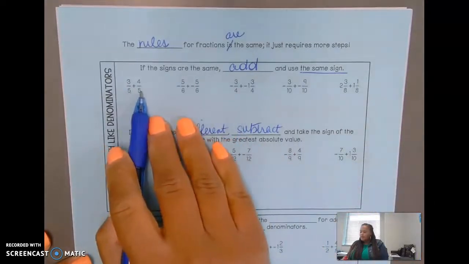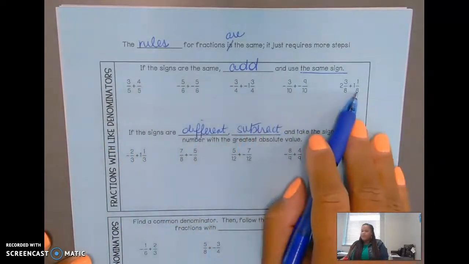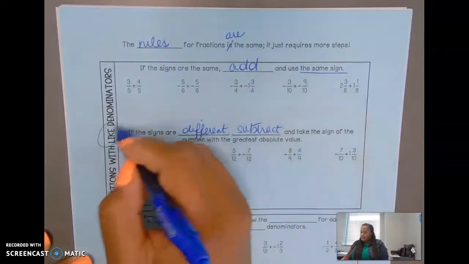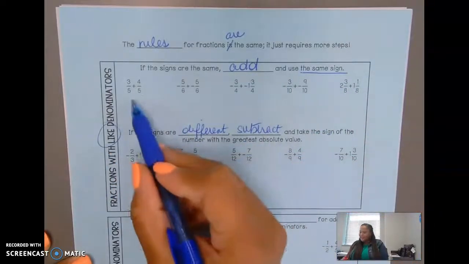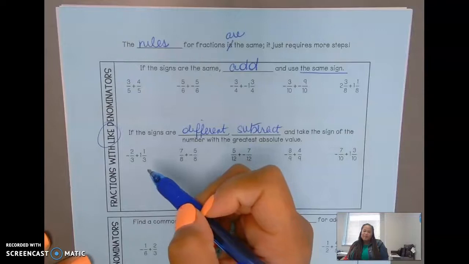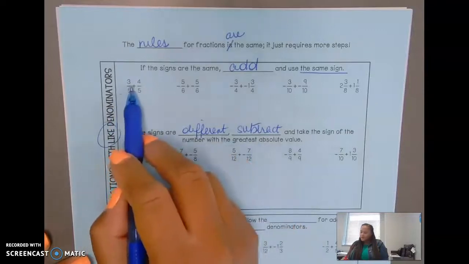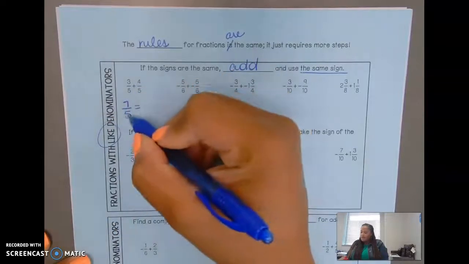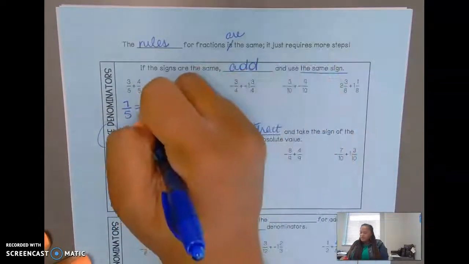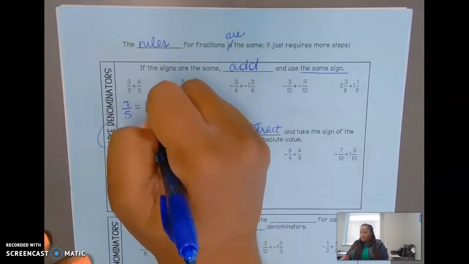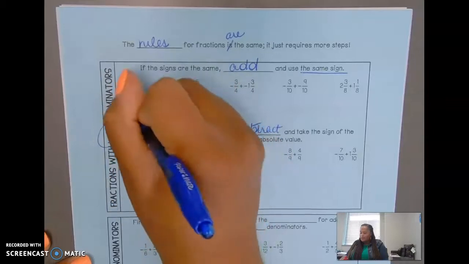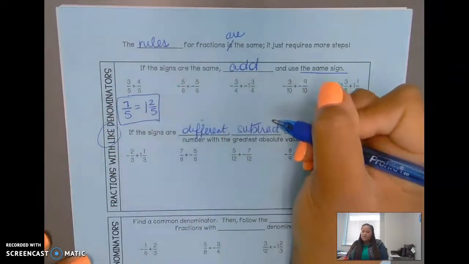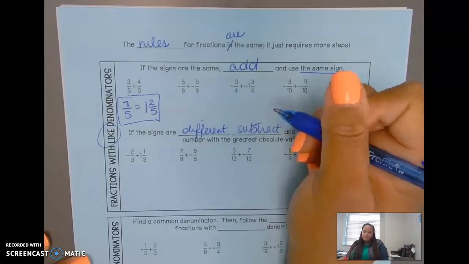Okay, so here my signs are the same, and all of these have like denominators, thank goodness. Oh, that's what it says here. Duh, Miss Starling. So we'll just combine the top, which is the numerators. So 3 plus 4 is 7/5, and then convert to a mixed number. 5 goes into 7 one time, and there are 2 out of 5 left over. Both answers are acceptable. Just make sure to pay attention to what you get on your multiple choices.